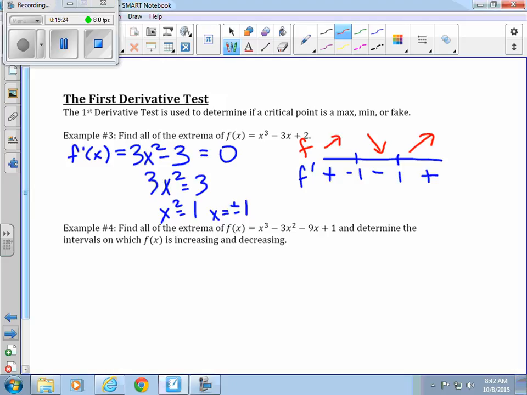So what is happening at negative 1? There's a maximum. What's happening at positive 1? There's a minimum. To actually go find the extreme value, what do I need? The y value. So I know there's a maximum at negative 1. Where would I plug in negative 1 to get the y value? The original. So I'm going to go back up to the original and plug in negative 1. And I get a max of negative 1 plus 3, which is 2, plus 2, which is 4.